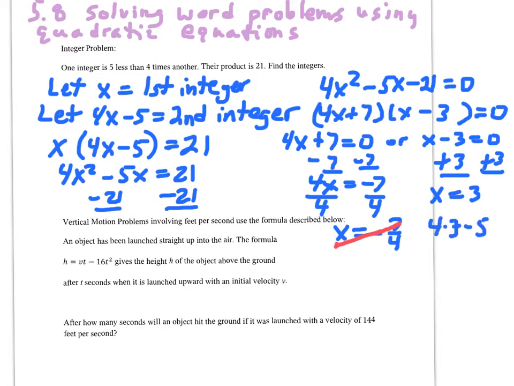That's going to be 7, so the two integers are 3 and 7.